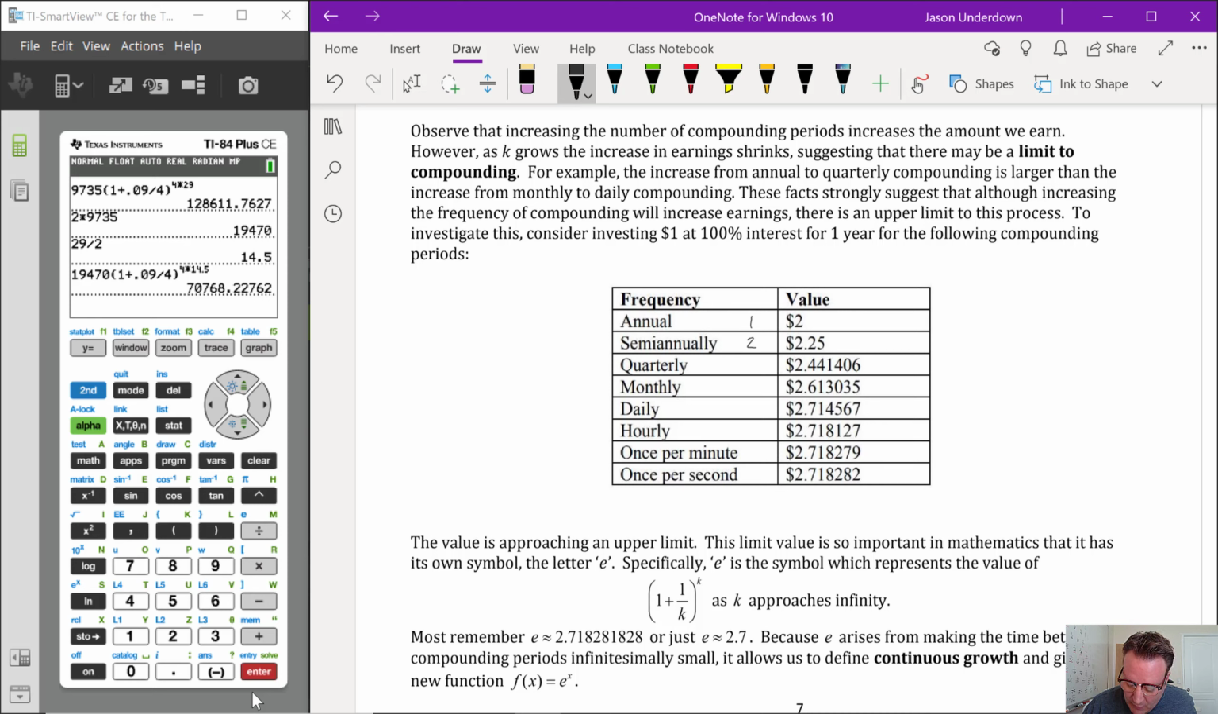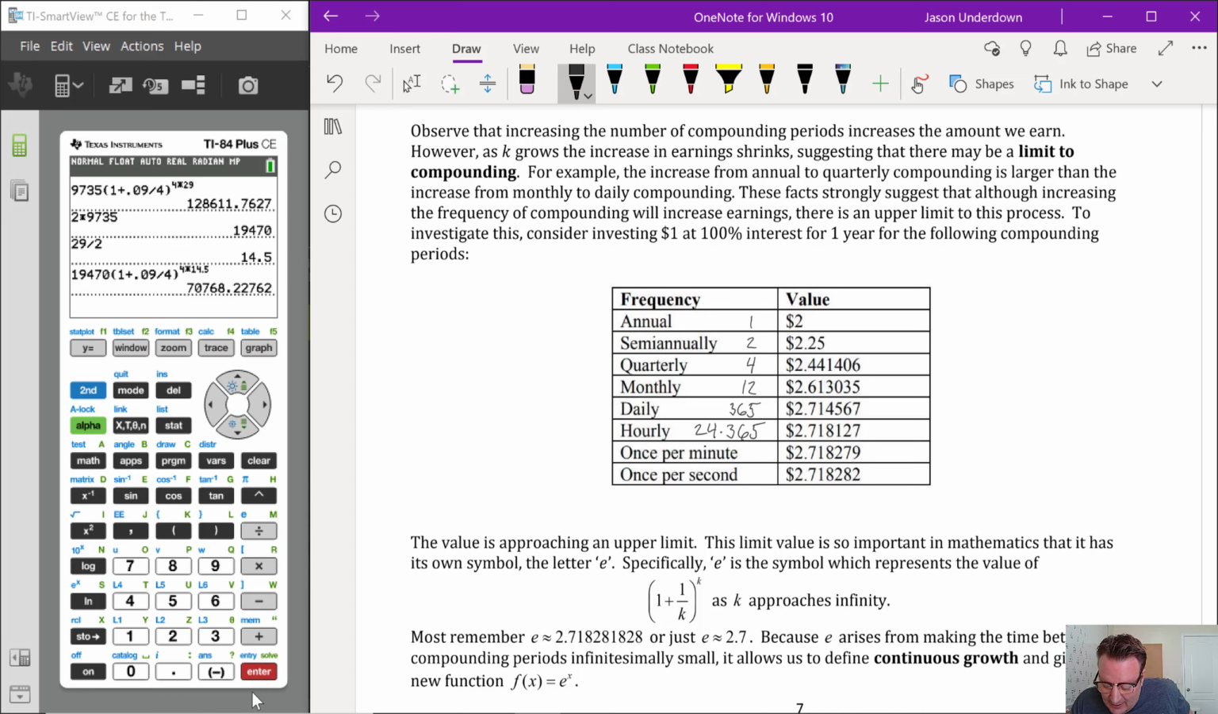Semi-annual compounding, k would be 2. Quarterly compounding, k would be 4. Then we go to 12, monthly. Daily would be 365 compoundings. Hourly would be 24 times per day, so we'd have to do 24 times 365. I don't know what that number is. To go from hourly to minutely compounding, we would multiply the previous number by 60. And to go to compounding every second, we'd multiply that value by 60, and so on and so forth, to get our k values, the number of compoundings per year.